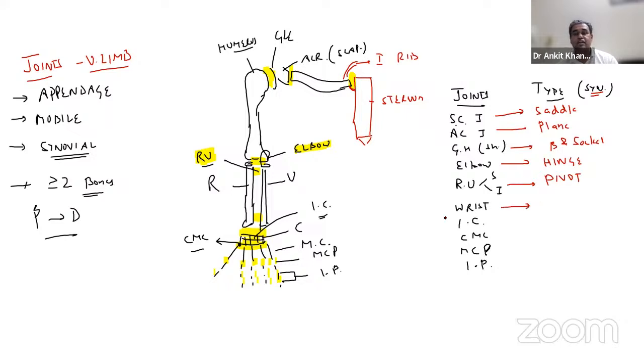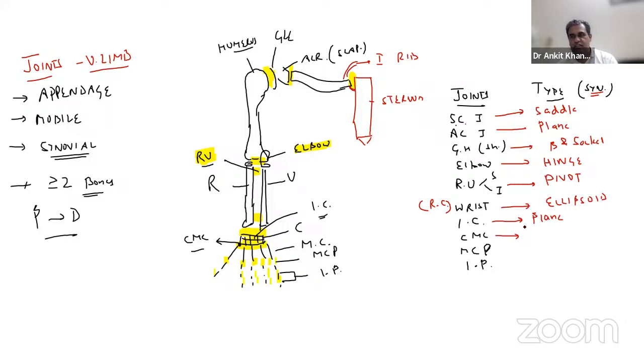Wrist joint is basically, try to understand RC. What is RC? Radiocarpal. So the ulna is not involved in the wrist joint. This wrist joint is which type of synovial? It is an ellipsoid variety. Then intercarpal joints again will be small joints, mainly plain type of synovial. Carpometacarpal joints again are mainly plain type. But yeah, here will be an exception.